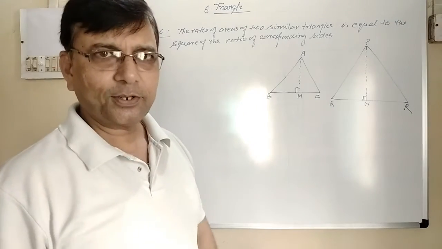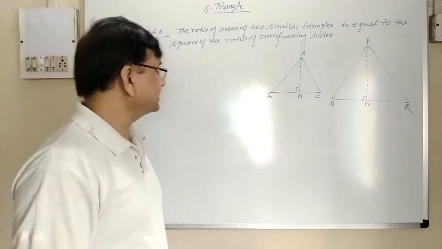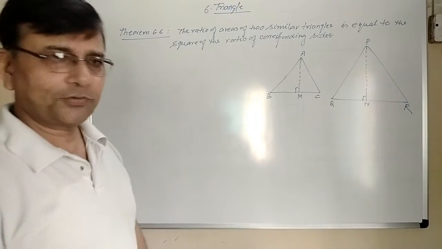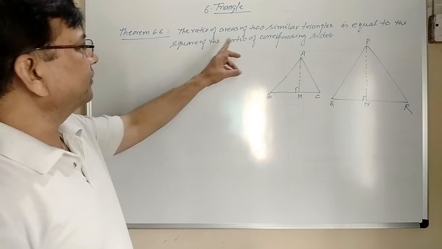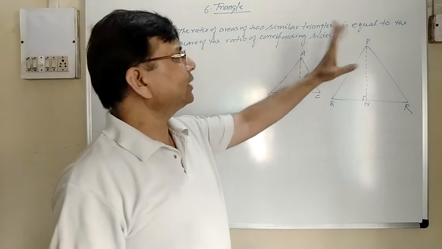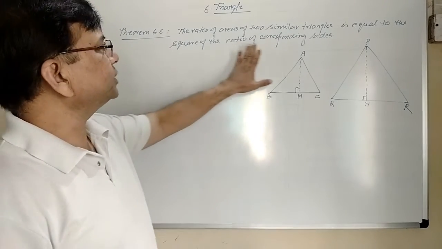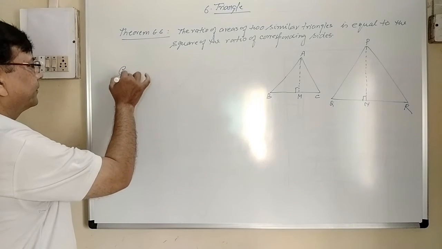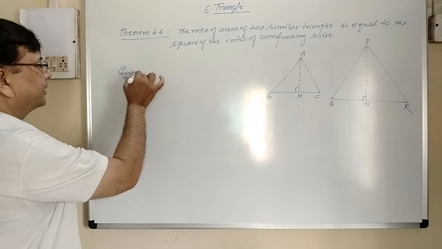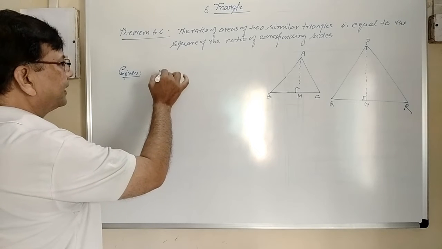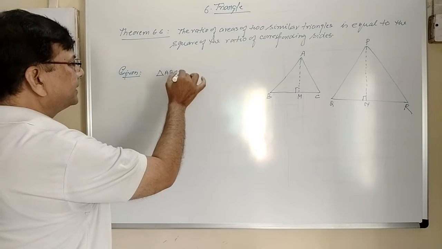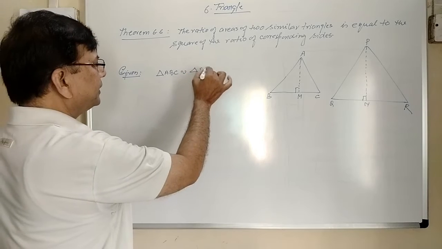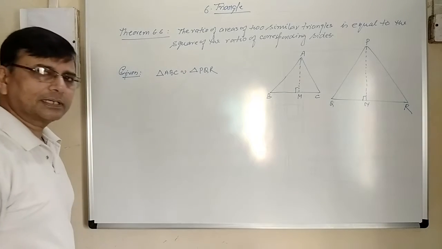So students, I am going to take up theorem number 6.6 of the chapter Triangles. The ratio of areas of two similar triangles is equal to the square of the ratio of corresponding sides. So what is given? Given that triangle ABC is similar to triangle PQR. These two triangles are similar.